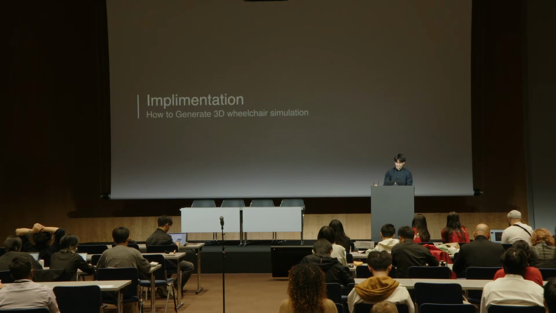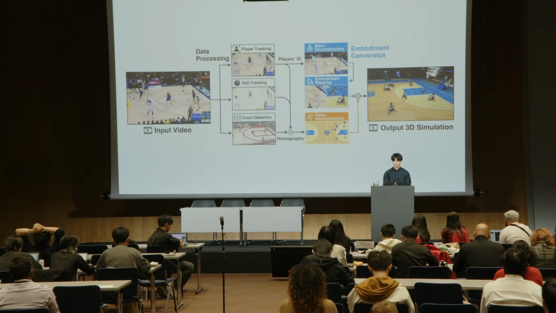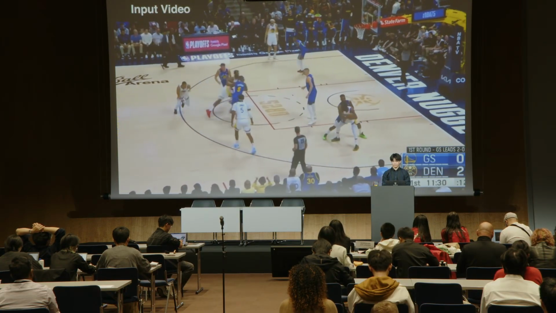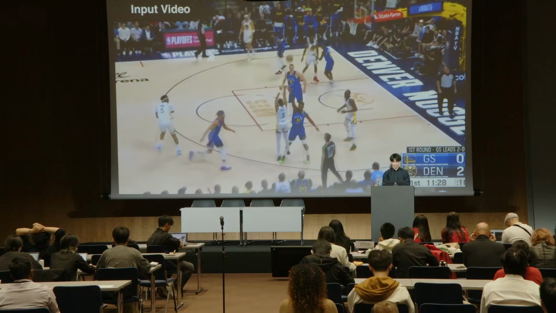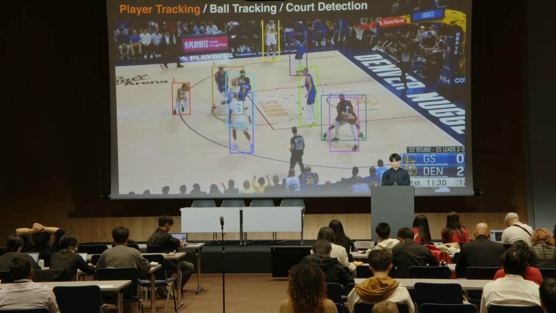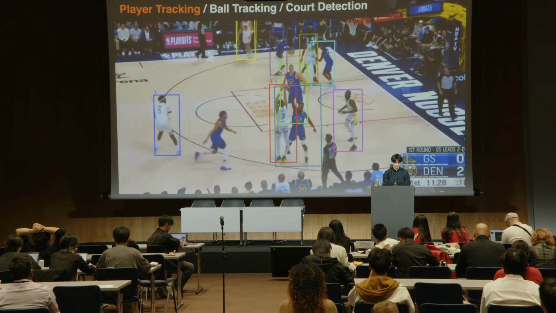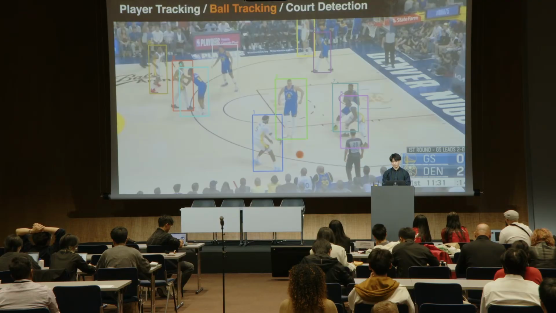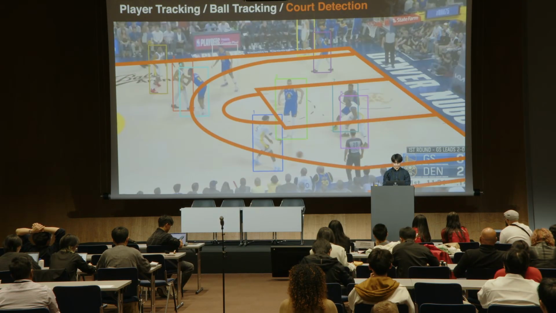So next, I will describe how our system is implemented. So here is an overview of the Bleach pipeline. First, non-disabled sports footage is taken as input. Then the system tracks the player and the ball while detecting the court. It uses MixSORT for stable player tracking, and YOLO and SAM 2 for accurate ball tracking and court keypoint detection.